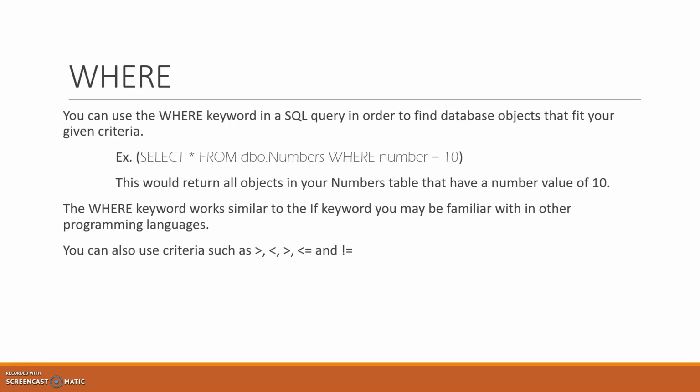So it works similarly to the if keyword that you may know from other languages such as C#, Java, JavaScript, anything like that. It works the same as there. So you can also use other criteria other than equals, such as less than, greater than or equal to, less than or equal to, and does not equal.